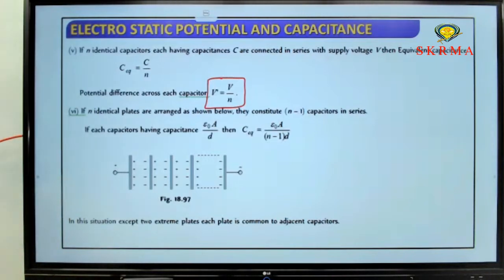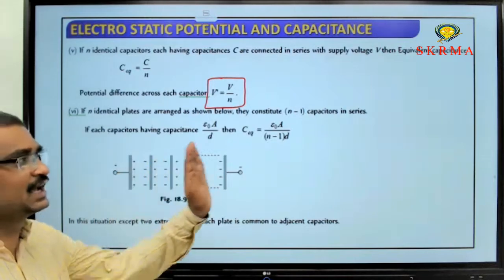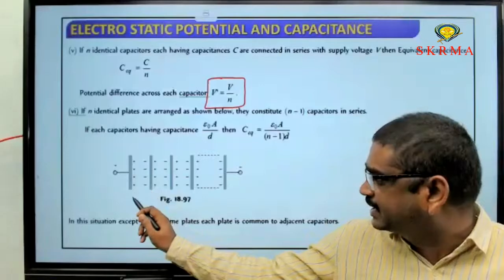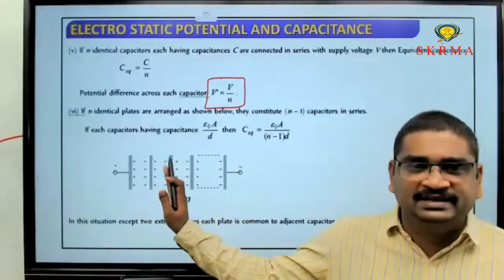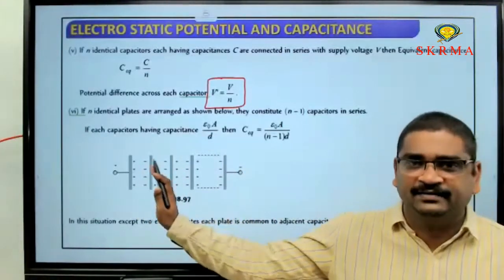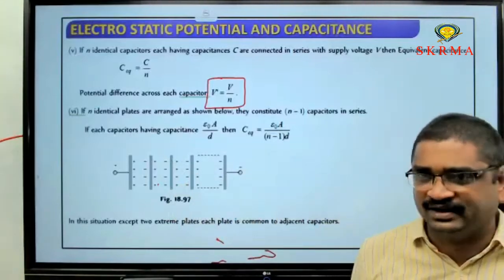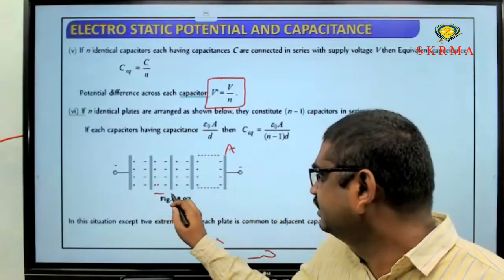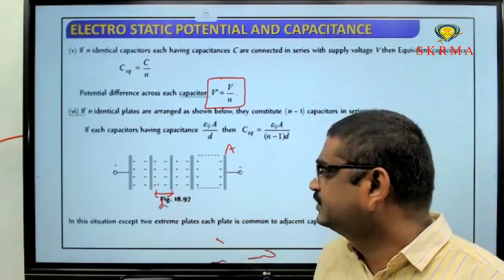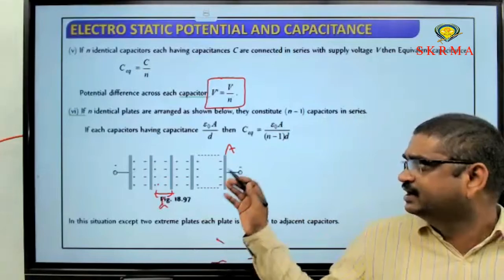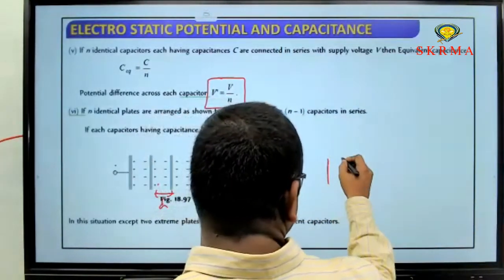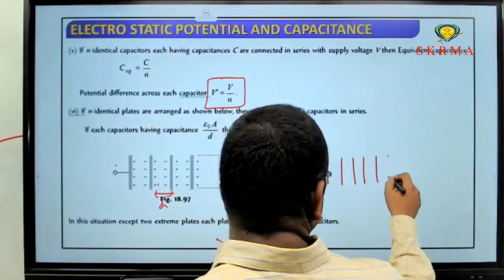Next concept, the last one in this series connection. Now assume that n number of plates are connected in series. Then what is the equivalent capacitance? This is the diagram. Here, how many plates are there? N plates are placed side by side, each of area A, and the separation between any two plates is D. Area is A. So here n plates are placed side by side like this.